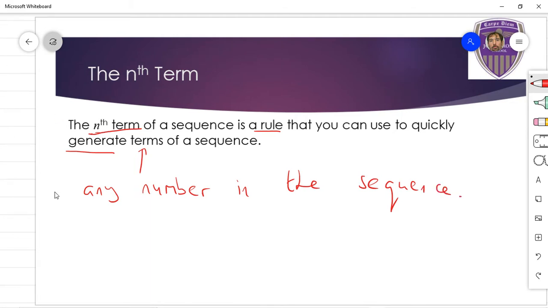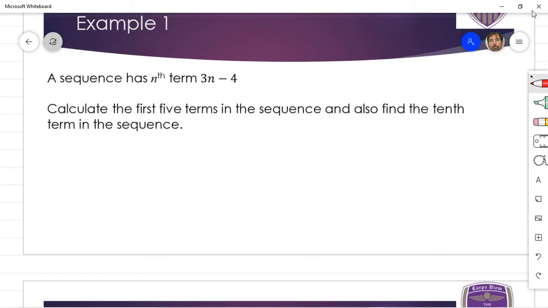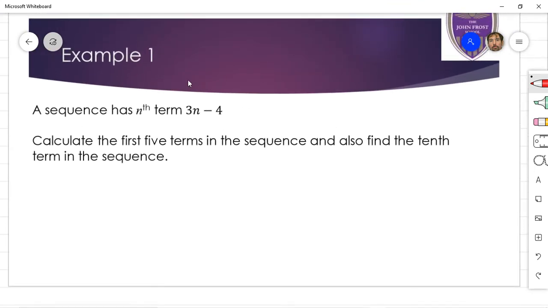So let's do an example together, and we'll see how easy this is. Our first sequence, the nth term rule, is 3n minus 4. Now you should know from algebra that 3n minus 4 means 3 times n minus 4. This rule helps you make the first 5 terms in the sequence, and we can also find the 10th term as well. It's really easy. Basically, this n is the term you want.